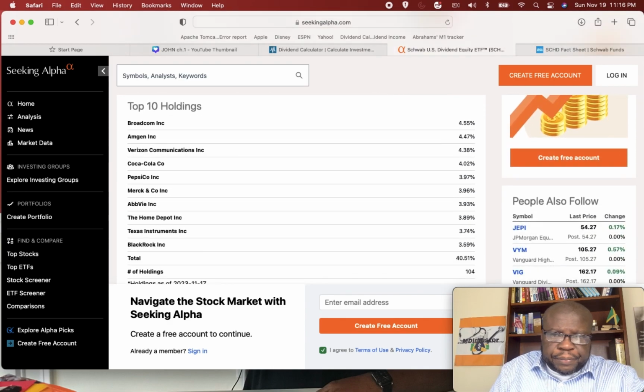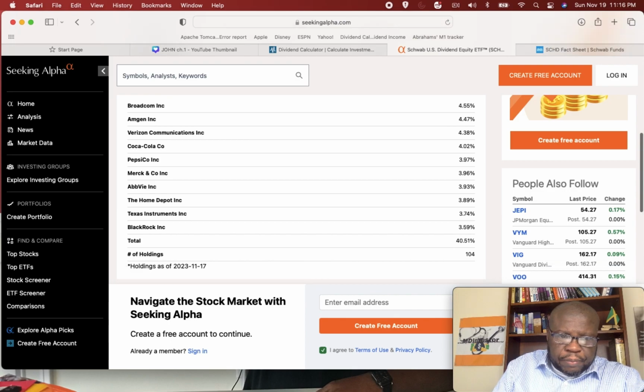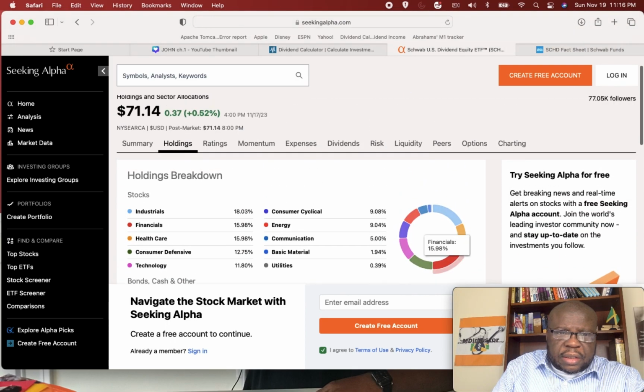Top 10 holdings include Broadcom, 4.5%, Amgen, which is a biotech company, Verizon, Coca-Cola, Pepsi, Merck, AbbVie, the Home Depot, Texas Instruments, BlackRock. So you see the top 10 holdings represent about 40%. Okay, so let us look at the dividend calculator.